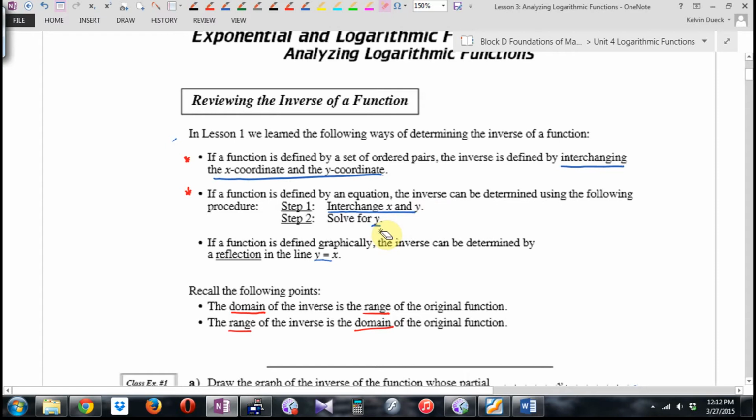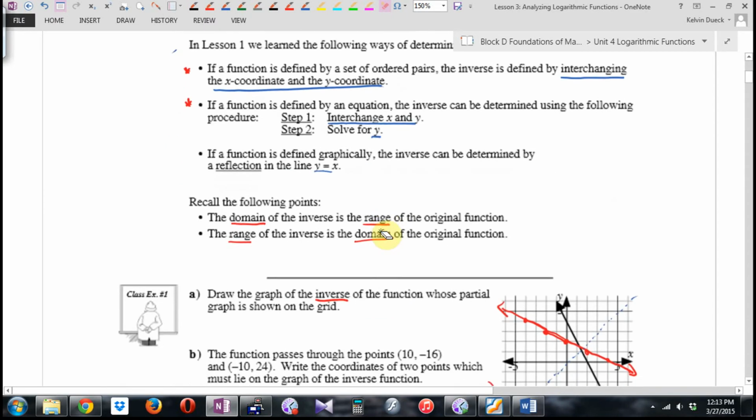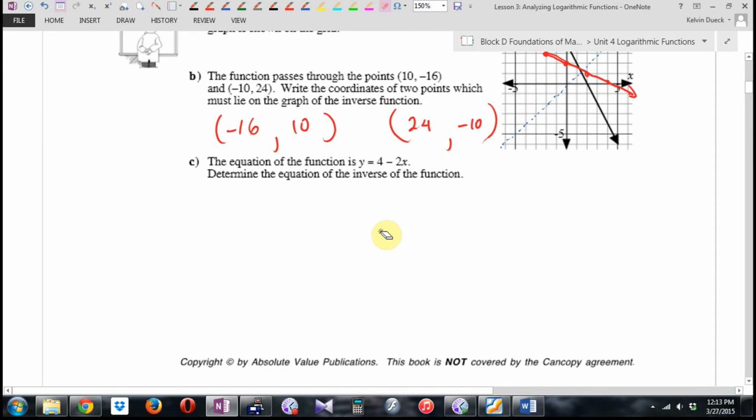My physics kids will be used to getting stuff by itself pretty easily. Those that aren't in physics, it's equation solving on steroids. So to find the inverse, literally, instead of saying y equals 4 minus 2x, here's the inverse. Wherever there was a y, I wrote an x. Wherever there was an x, I wrote a y. Oh, but then I'm going to get the y by itself. How would I get the y by itself?